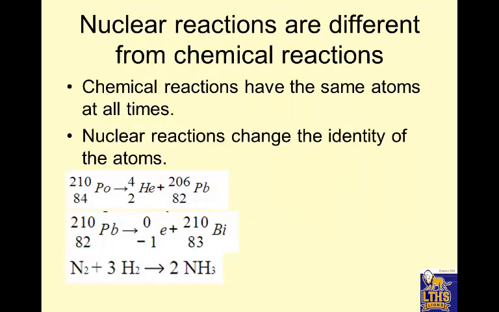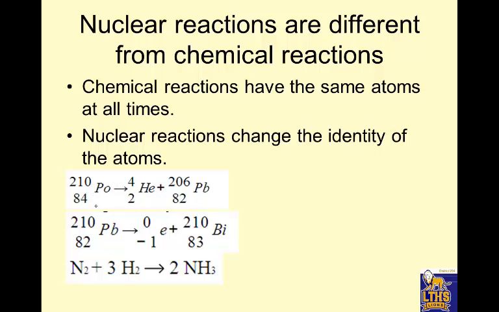Well, when we talk about nuclear reactions, we know they're different from chemical reactions. Chemical reactions have the same atoms at all times. So if you have a nitrogen on the left-hand side of the arrow, you better have a nitrogen on the right, or else it's not a chemical reaction. Nuclear reactions change the identity of the atoms because the nucleus changes, so you get different atoms.